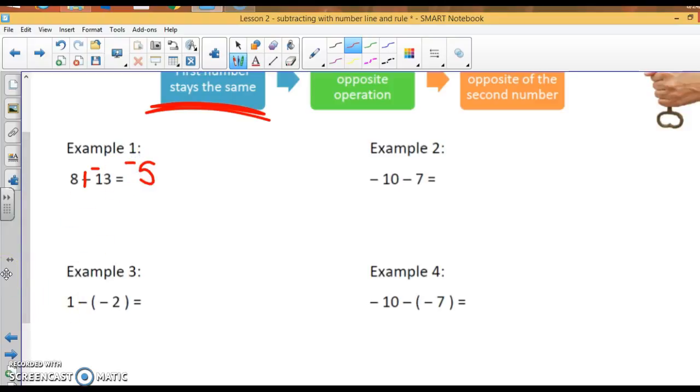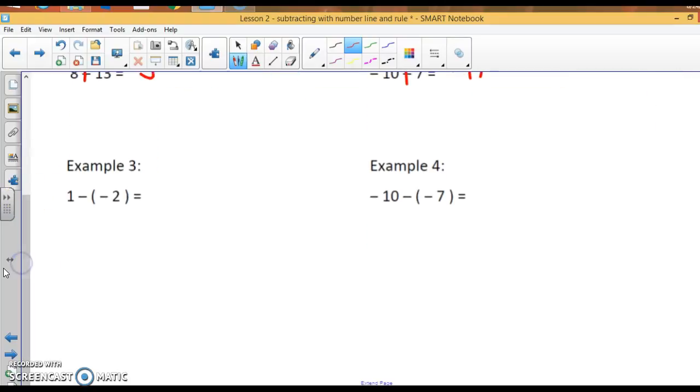All right. Negative 10 minus 7. Never touch the first number. Change it to add. What's the opposite of positive 7? Negative 7. There's my 2 marks. Add the opposite. So negative 10 plus negative 7, the signs are the same. So you add and keep the sign. Negative 17.